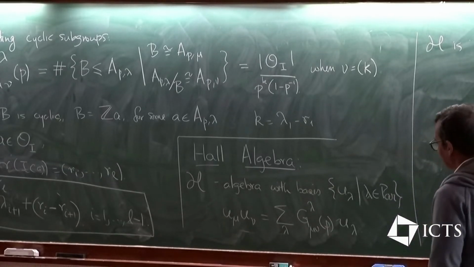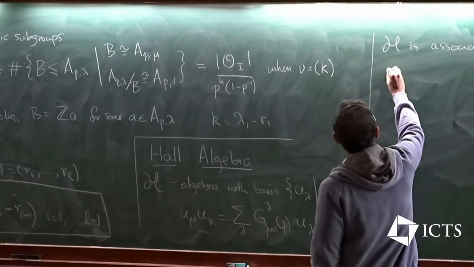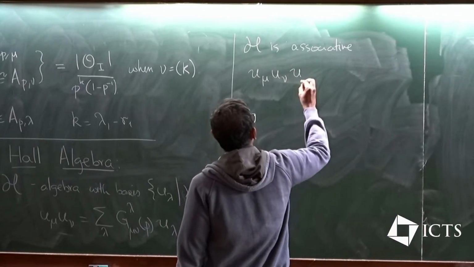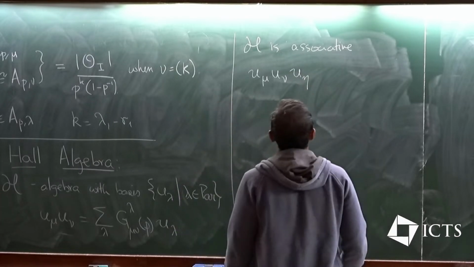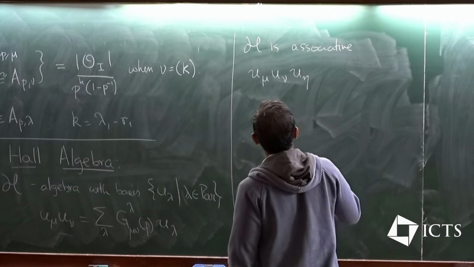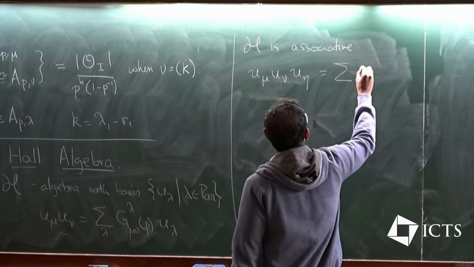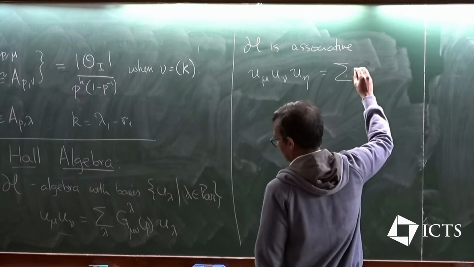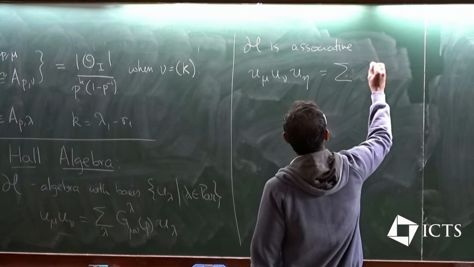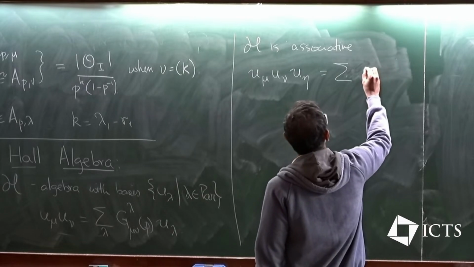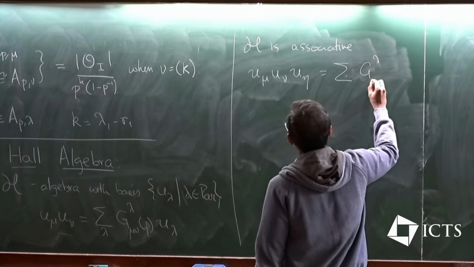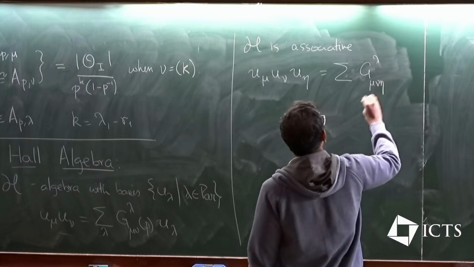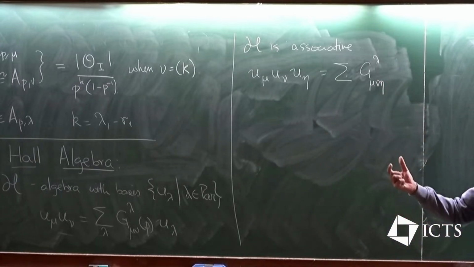And this is a nice exercise. So what you can show is that U mu, U nu, U eta maybe is equal to C. Now, if you allow me to, this is going to be some sum of, let me just give it some name, G lambda. So I'm just generalizing the existing notation a bit, but these are just the structure constants when you multiply three elements.